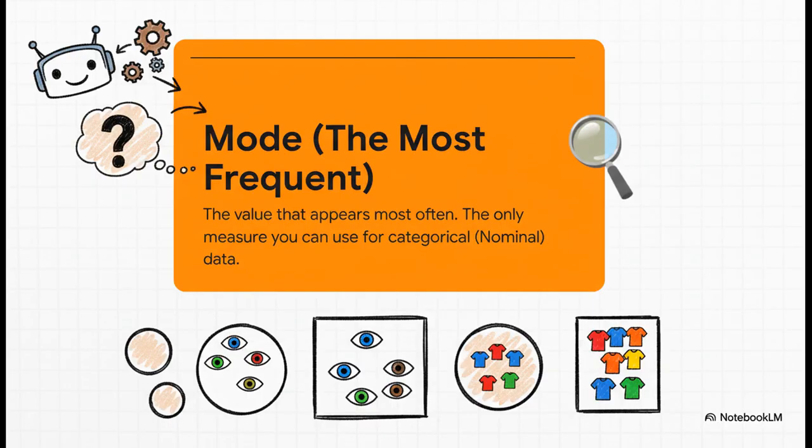And that brings us to our third and final measure, the mode. The mode is honestly the easiest one to understand. It's just the number that appears the most often. And it has a really cool, unique trick up its sleeve. It's the only one of these 3 that works for stuff that isn't numbers. For example, you can't calculate the mean favorite color, right? But you can definitely find the mode, the most popular color.